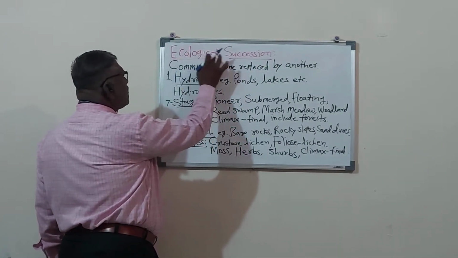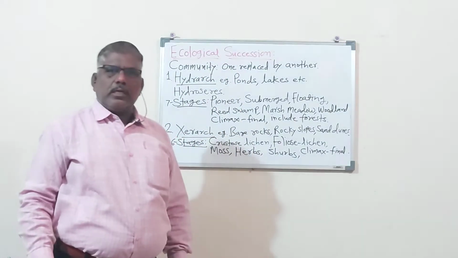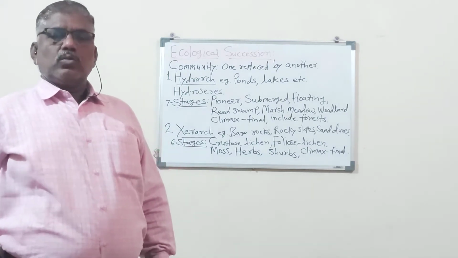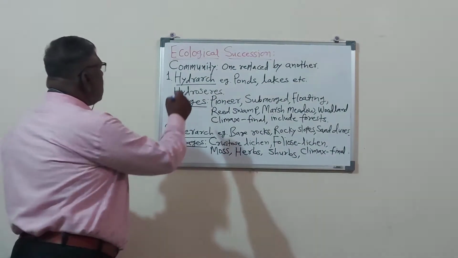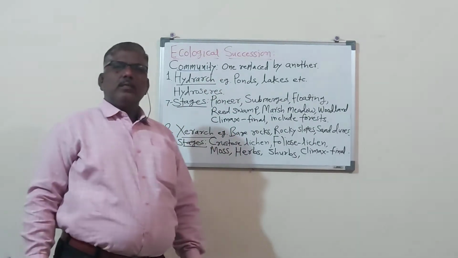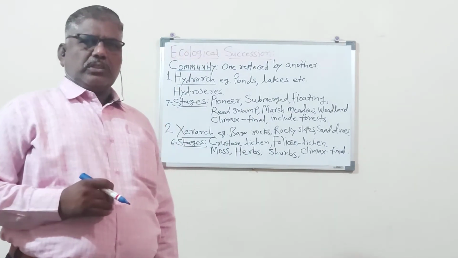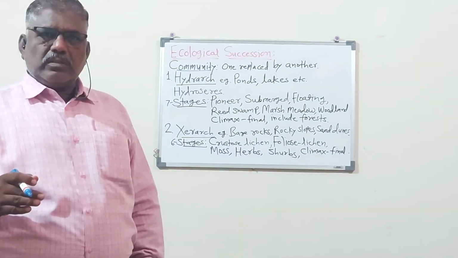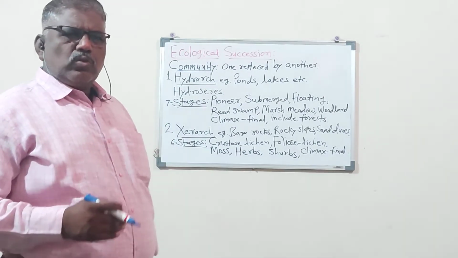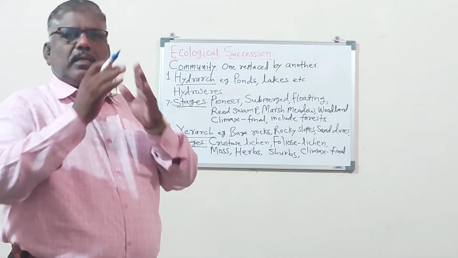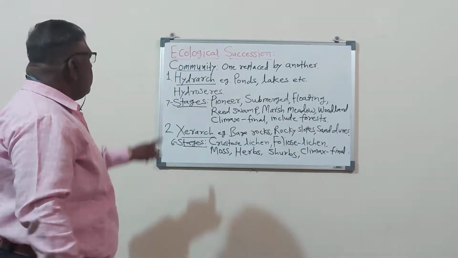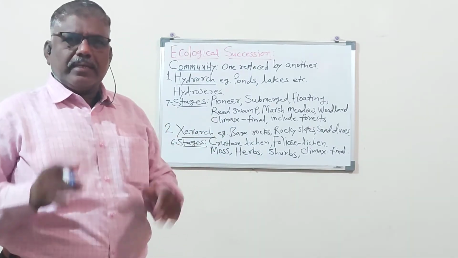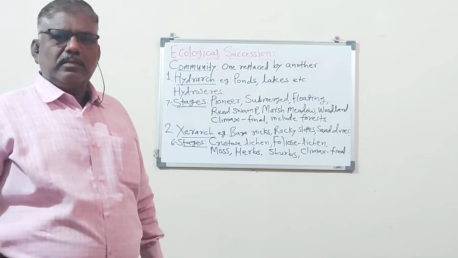Before understanding ecological succession, we should know the community. So the question arises, what is a community? Community means different species, for example, frog communities, butterfly communities, elephant communities, human communities. Similar species of animals living together form a community. So community means similar species living together in a specific time, in a specific period, in a specific environment. That is called a community.